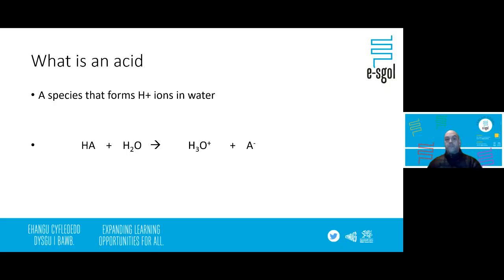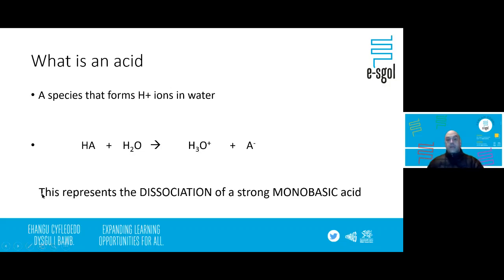Okay, so we'll start off with what's an acid. Well, if you went to GCSE, you know it's something that forms H+ ions in water. Great, good, all fantastic. You'll notice here, we'll talk about this species later. What we've got there represents the dissociation of a strong monobasic acid. What monobasic means is it only generates one hydrogen ion per molecule. Dissociation is a term we use for when it generates those hydrogen ions.